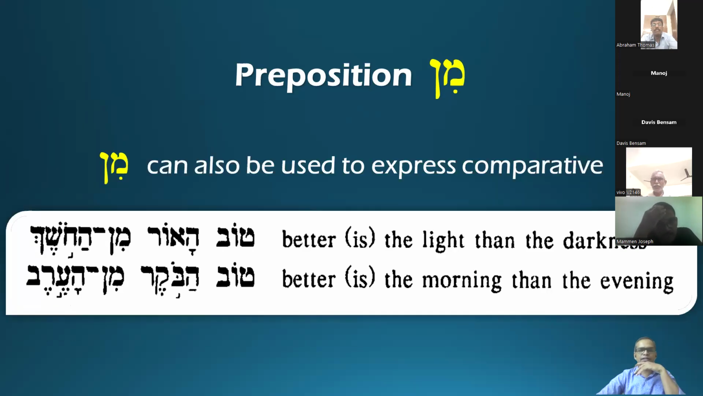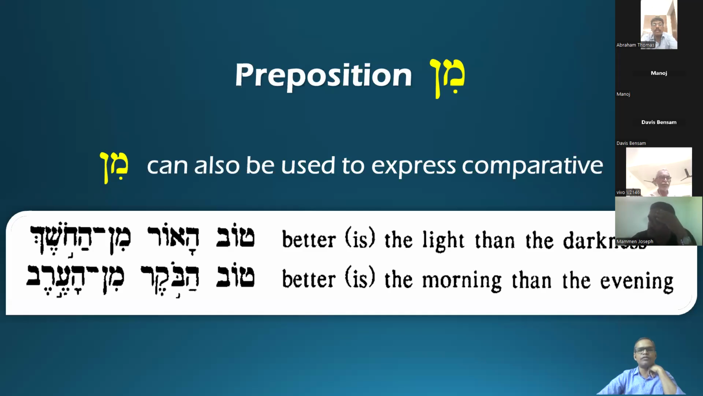All right. The last and final function of min. Min, which is a preposition, can also be used in order to express comparative degree. For example, Tov ha-or min ha-choshek. Better is the light than darkness. Okay. Tov ha-boker min ha-erev. Better is the morning than evening.